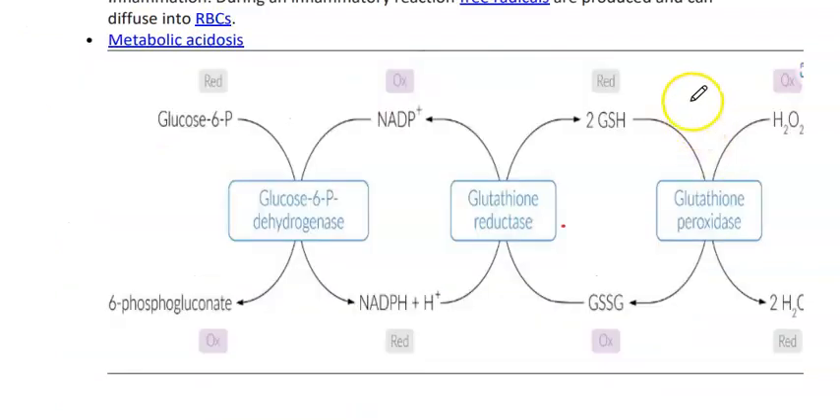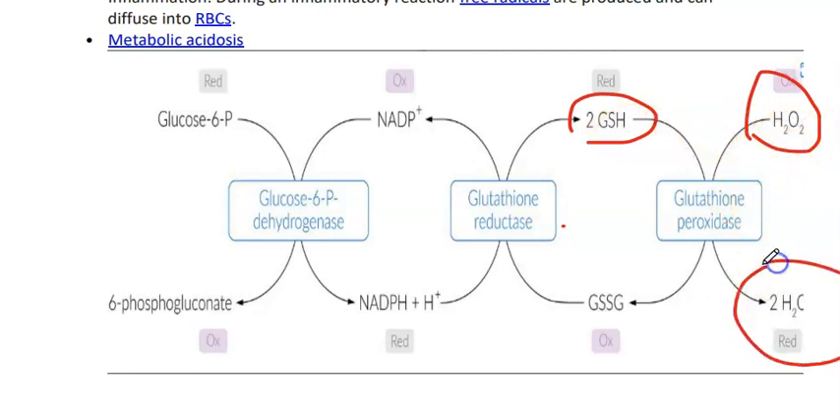Here are the redox reactions, the reductions and oxidations. In these reactions, the glutathione usually detoxifies free radicals and peroxide. Here the peroxide is H2O2. So reduced glutathione is converted into oxidized glutathione and converts H2O2, hydrogen peroxide, to water, preventing the cell from oxidative stress or free radical reaction through the enzyme glutathione peroxidase.